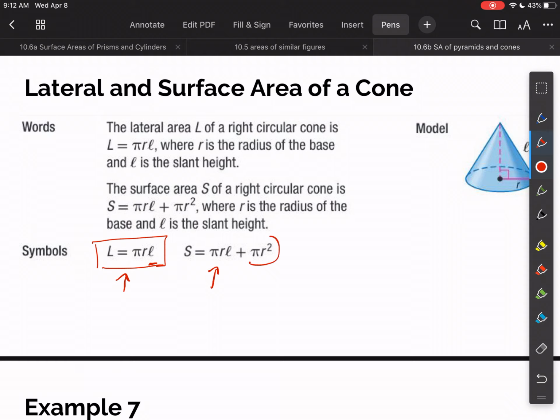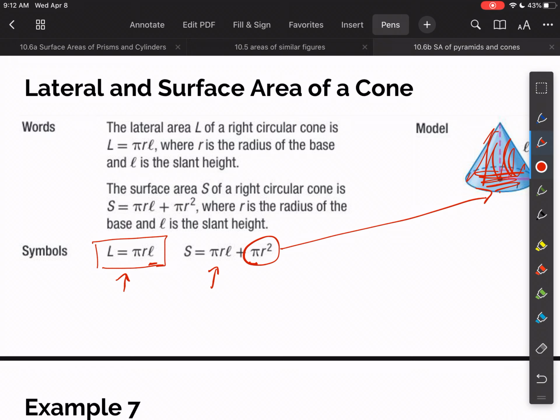The total surface area should make sense as long as we can make sense of this. We're just adding pi r squared, which is the circle of the base, right? So the total area is the stuff on the sides, which is pi times r times the slant height, and then the total surface area also includes the base, which is the circle that makes up the base.